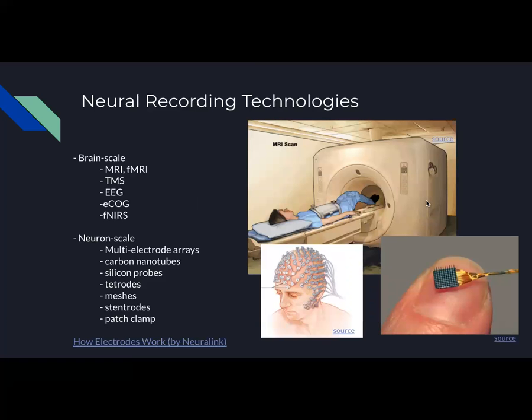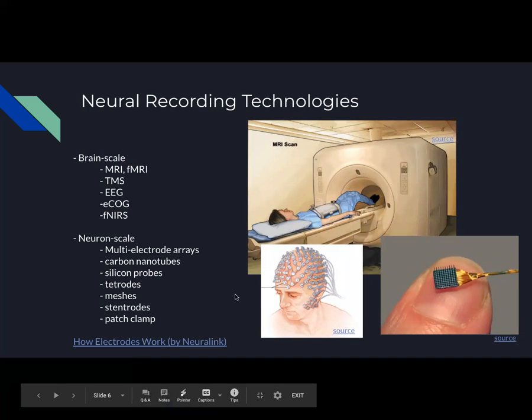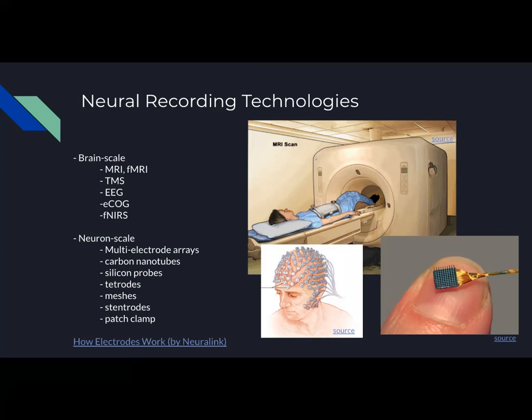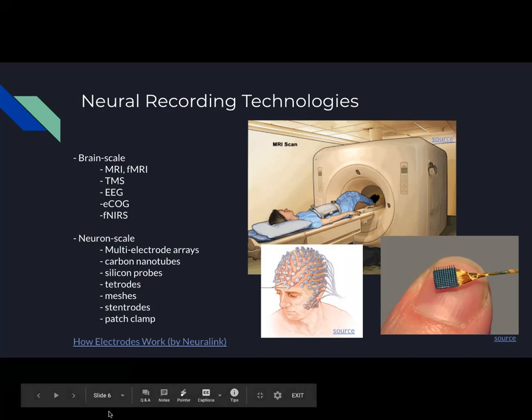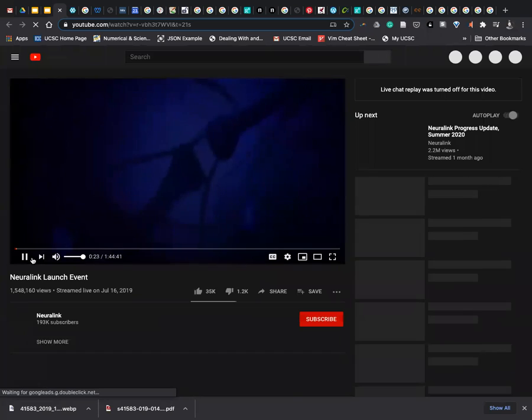But firstly, we can measure neural activity in many different ways. The spike that you saw before would likely be measured by a very small probe that's close to the neuron, such as this electrode array. But we can see more global and overall activity using other types of electrodes, such as EEG or MRI or fMRI. And I really like this video by Neuralink, which at the beginning explains how neurons function.